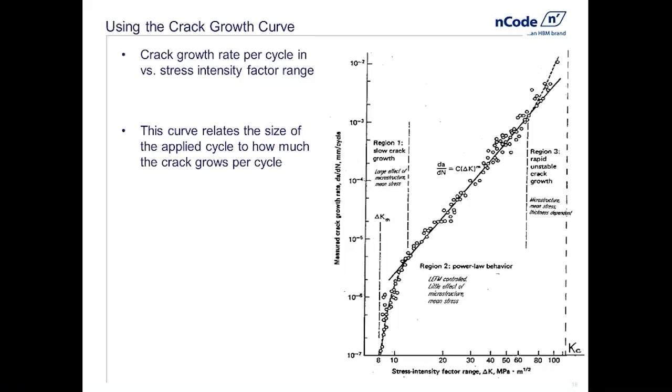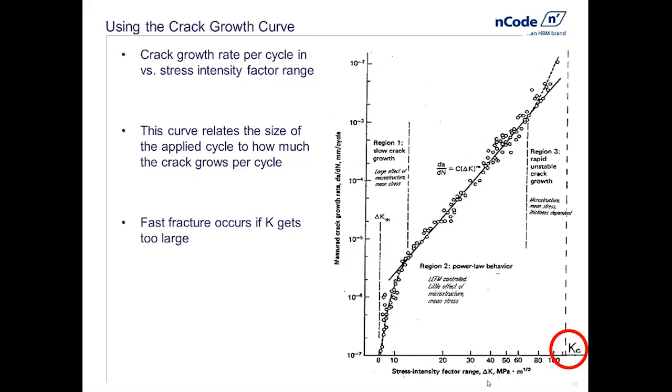So this chart here shows the crack growth rate, how many millimeters the crack grows per cycle. Hopefully we find that it's very, very small, at least small enough that we can take off and land again, and then have a mechanic repair the aircraft, as a function of how big the stress intensity factor cycle is. So at what rate is the crack growing per stress cycle applied to it?